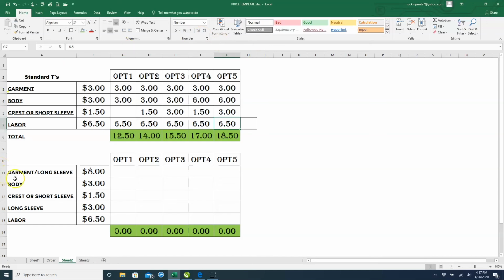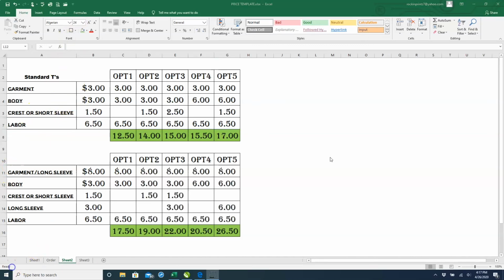Okay, so here I did the same thing for a long t-shirt, and I broke it down with the same concept. I looked up a long sleeve t-shirt on the same website, and I came up with a price, and I actually upped it $8. And of course I'm using our standard labor cost and the body. So here are the other images. Now option 1 is going to be $17.50, option 2 is going to be $19, option 3 $22, option 4 $20.50, and option 5 is going to be $26.50.